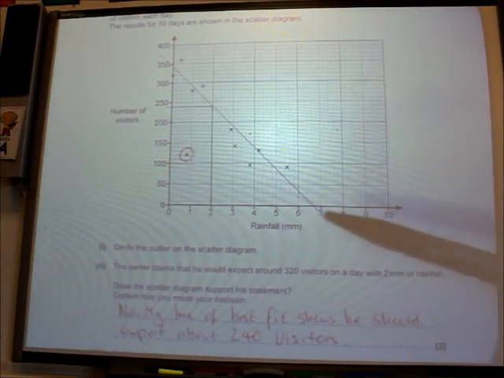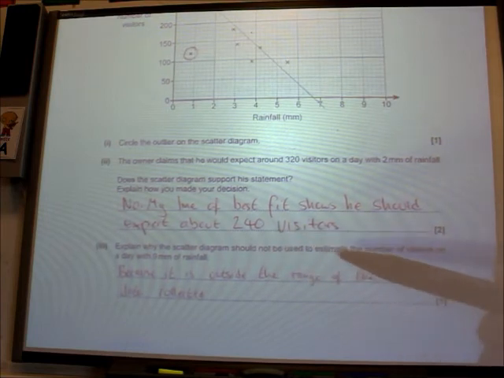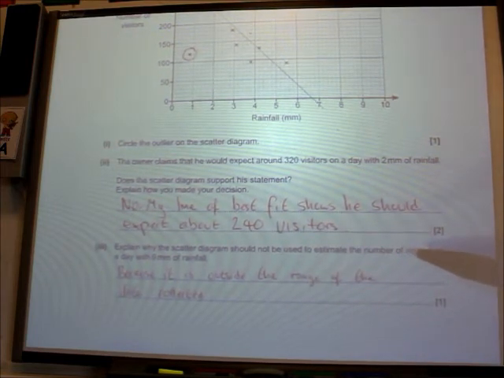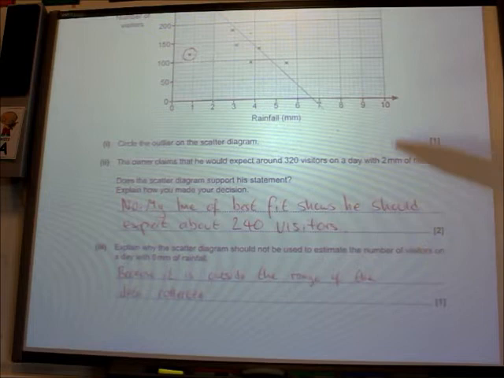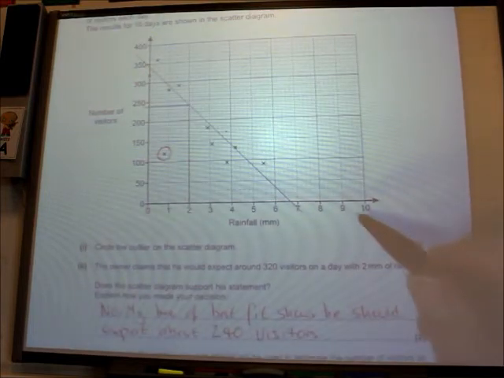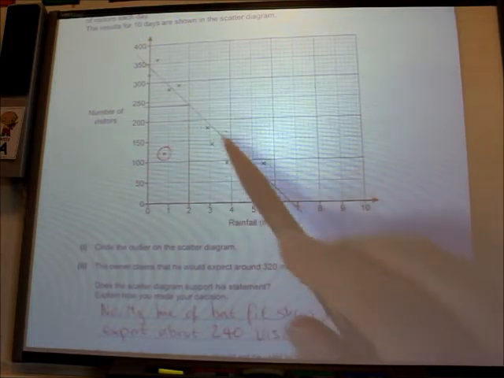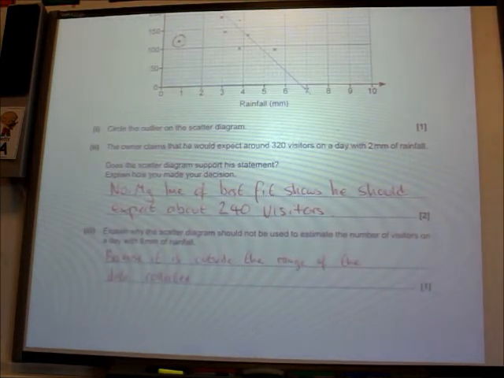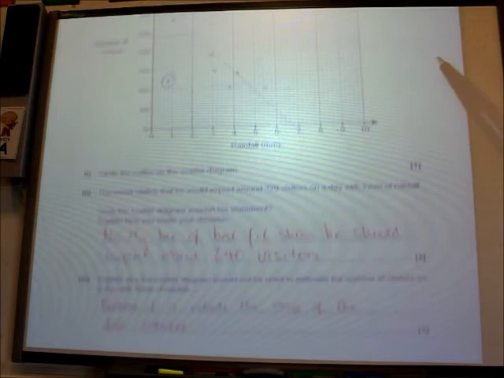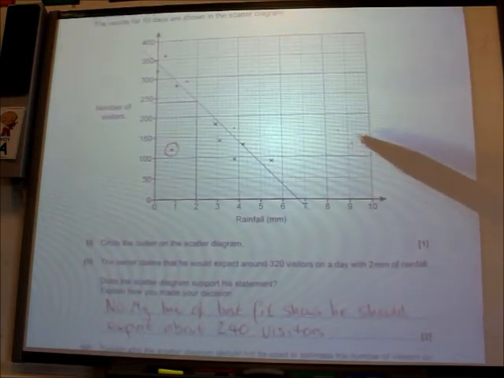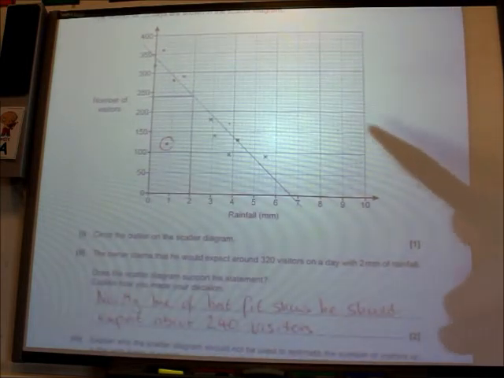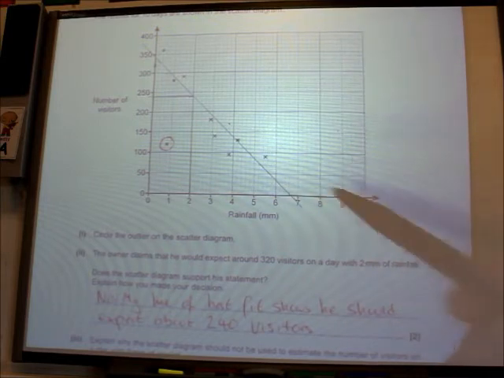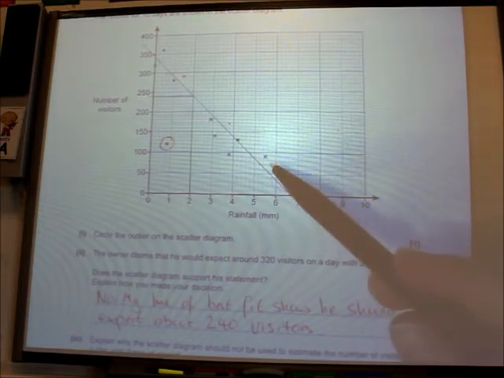Right, part 3. Explain why the scatter diagram should not be used to estimate the number of visitors on a day with 9 millimetres of rainfall. Right, 9 millimetres is over here. We shouldn't use it for this. The expression I want you to use for things like this is because it is outside the range of data collected. He has not collected, or she has not collected, any data beyond 5.5 millimetres of rain.